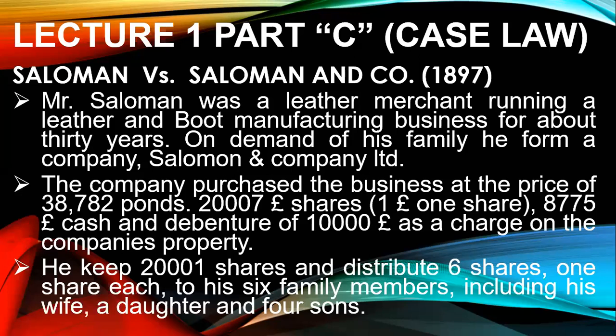This case was decided by the House of Lords in 1897. Solomon versus Solomon and Company is a classic and important case because it clearly established the separate legal personality of a company. The court clearly held that a company has a separate legal entity, with its own rights and duties, and the individuals who form the company, in the shape of the shareholders or the directors, have their separate legal entity.